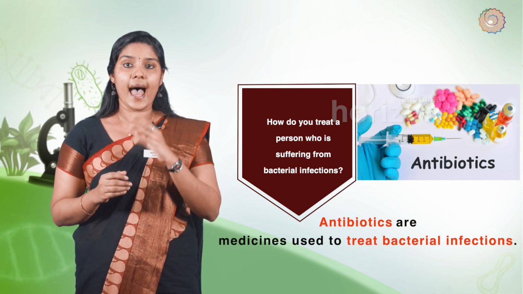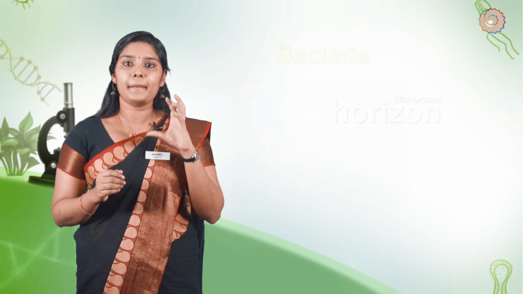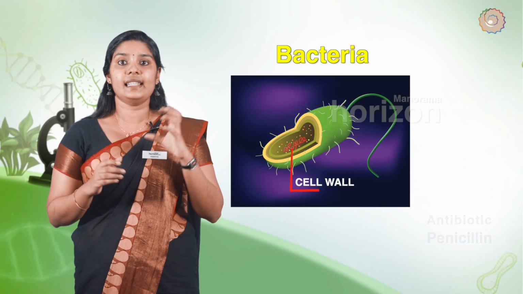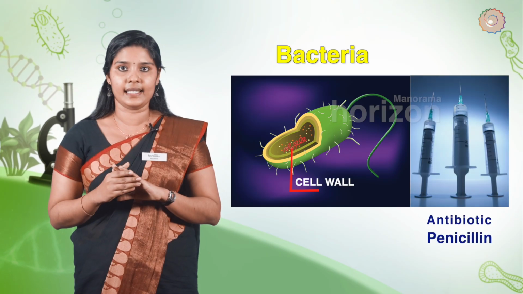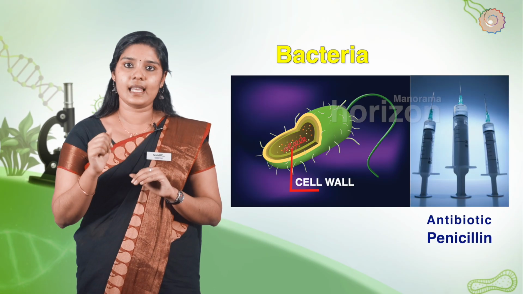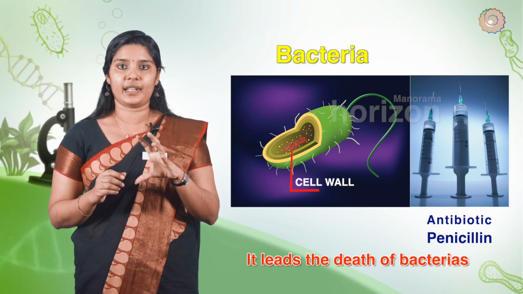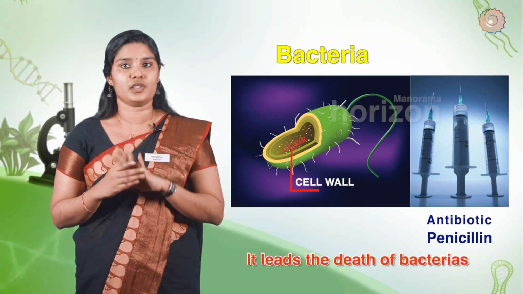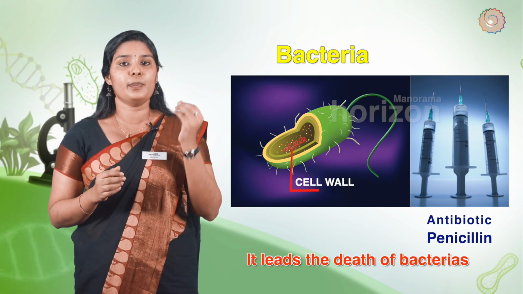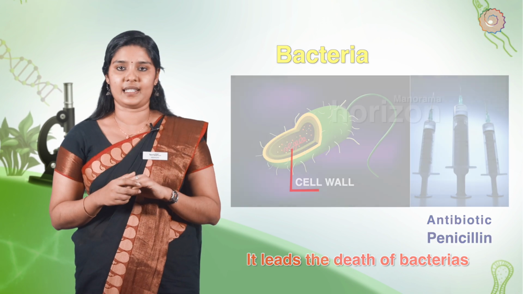Let's see how antibiotics work with the help of an example. Many bacteria make a cell wall to protect themselves. The antibiotic called penicillin blocks the bacterial process that builds the cell wall. They block the biochemical pathways important for bacteria, leading to their death. Since human cells do not try to make cell walls, penicillin does not affect human cells.